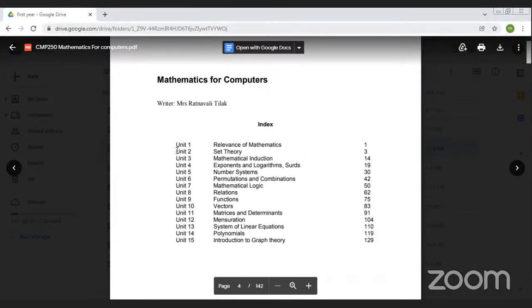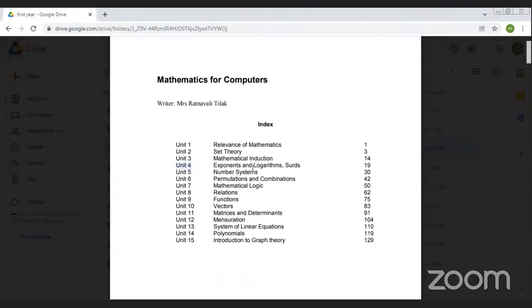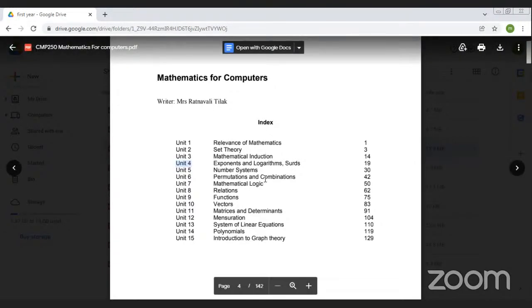In the last lecture, we studied the relevance of mathematics and set theory, and we have completed mathematical induction too. So from this, we are going to start with Unit 4, that is exponents and logarithms.